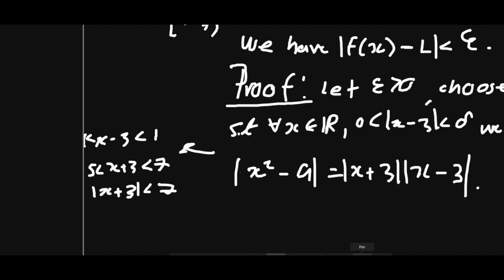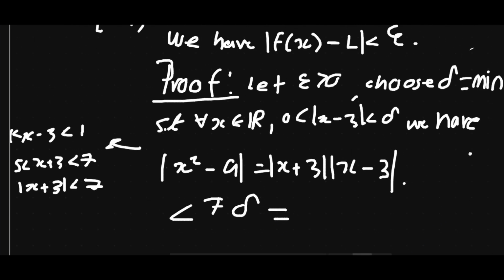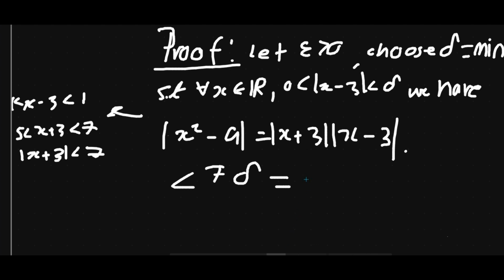So now we can use this. We get that this is less than 7 times delta. Delta is going to be epsilon over 7. This equals 7 times epsilon over 7, which equals epsilon. And that is our proof today.